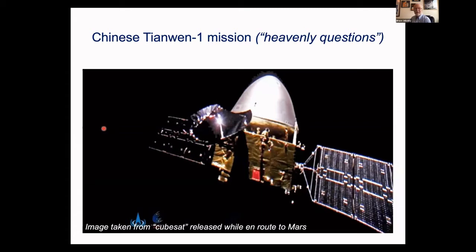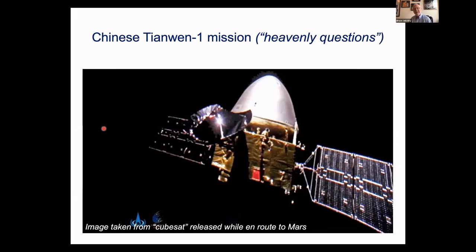And this, again, is one of the more exciting pictures I've seen. They had the idea to include on the spacecraft a CubeSat, a small thing about the size of maybe a loaf of bread. It ejected the CubeSat after it was en route to Mars, and that CubeSat was able to take a picture of the spacecraft. So we're seeing here their Mars spacecraft en route to Mars.